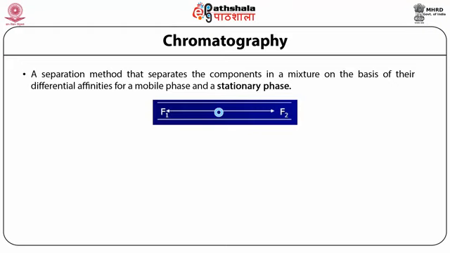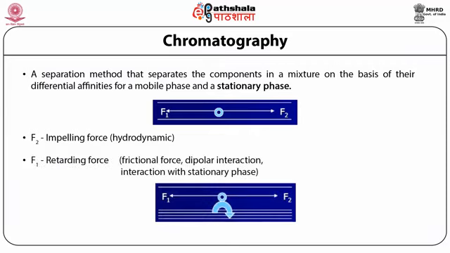As we can see in the figure, there are two forces acting on the solute when it is moving through the mobile phase over a stationary phase. F2 is the forward force applied by the mobile phase, whereas F1 is the retarding force applied by the stationary phase. This retarding force is because of frictional force or dipolar interactions with the stationary phase.